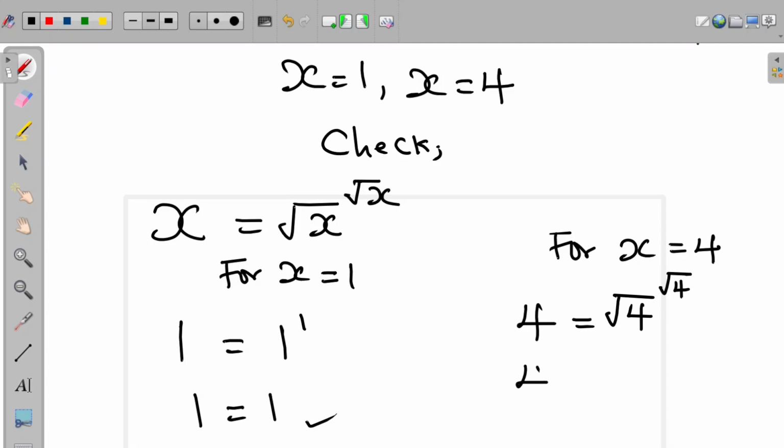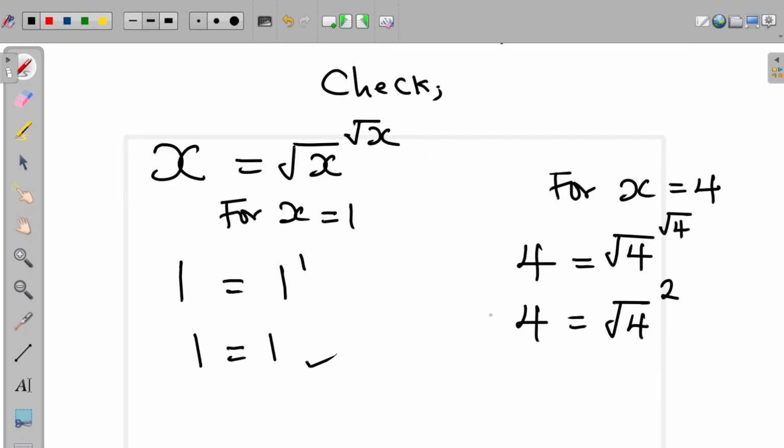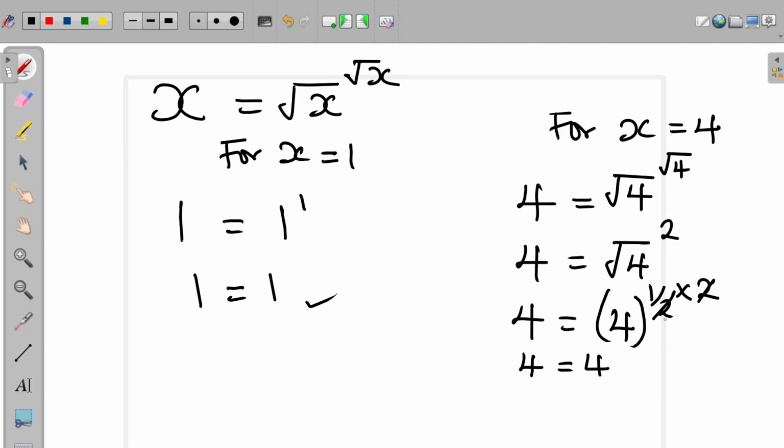So we have that 4 is equal to root 4 raised to the power of 2, because root 4 is equal to 2. Again, we have that 4 is equal to 4 raised to the power of 1 divided by 2 multiplied by 2. So 2 cancels out 2. 4 is equal to 4. So therefore, x is equal to 1 and x is equal to 4.